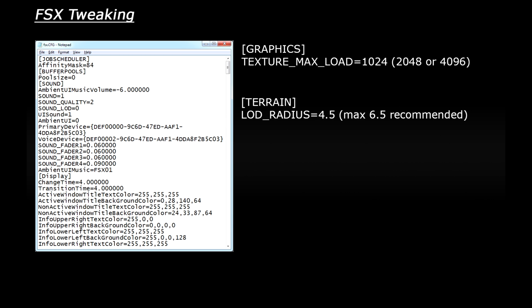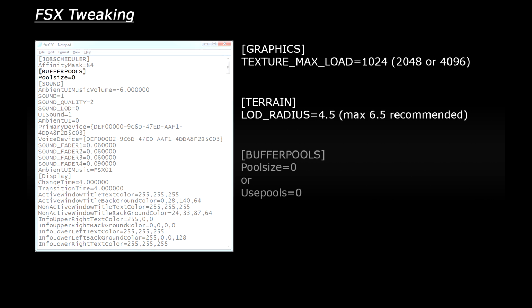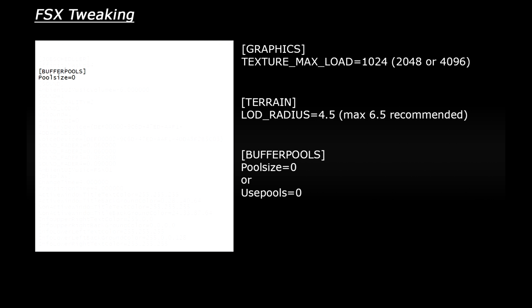The next tweak is a popular one, it's called the buffer pool tweak. Under the buffer pools heading, there will be either one or a couple of lines which say PoolSize or UsePools. You need to set these values to 0. What this does is tell the simulator to transfer data directly between your processor and your graphics card, which improves the performance a little.